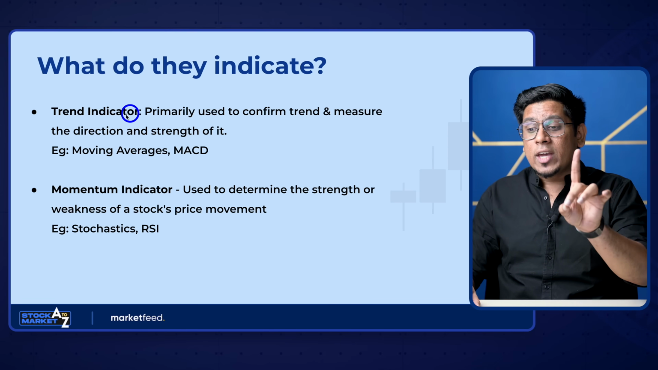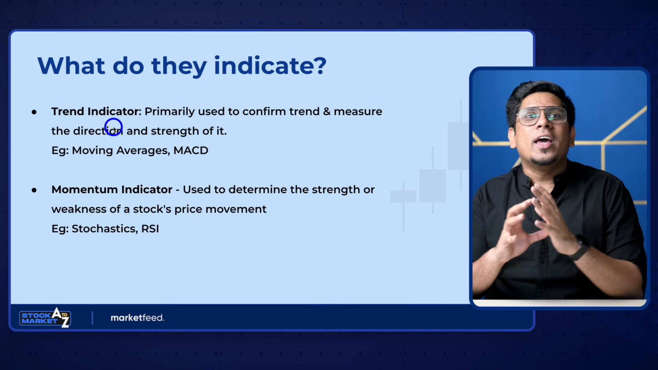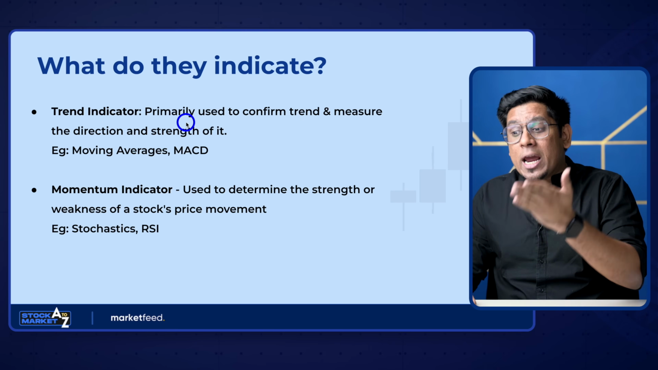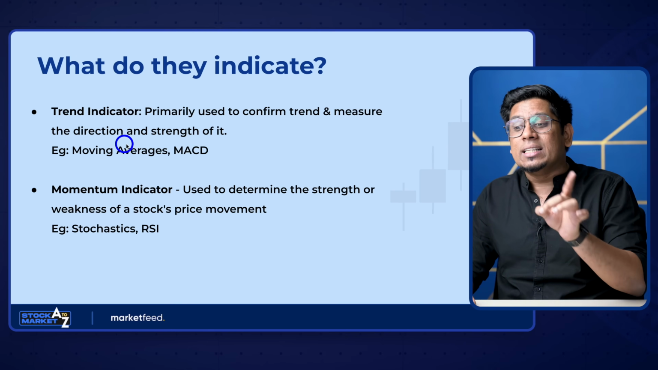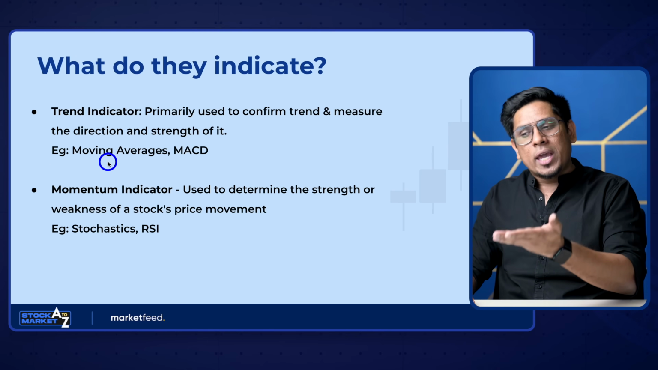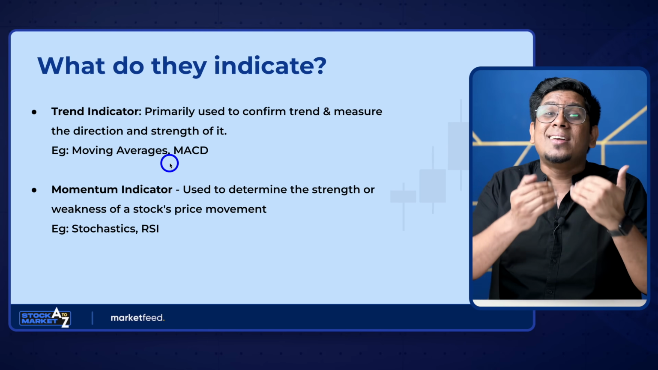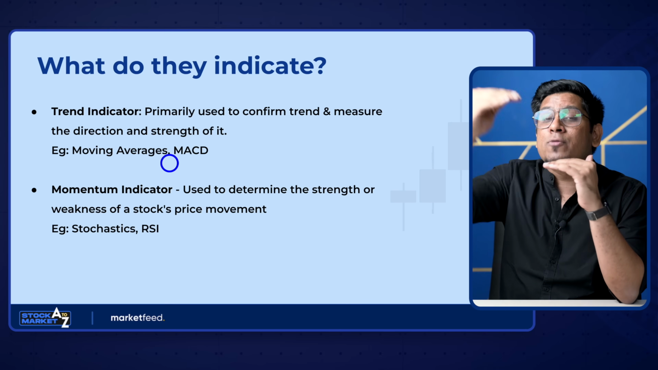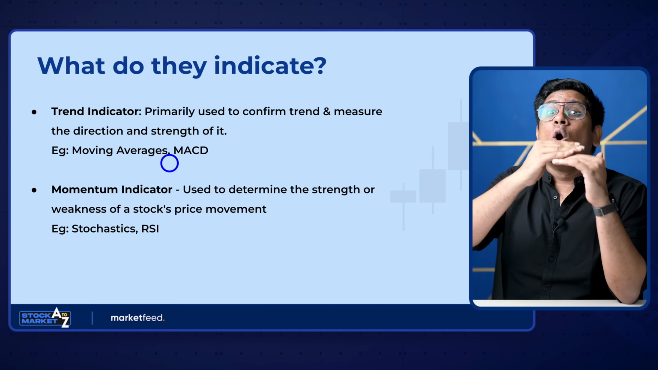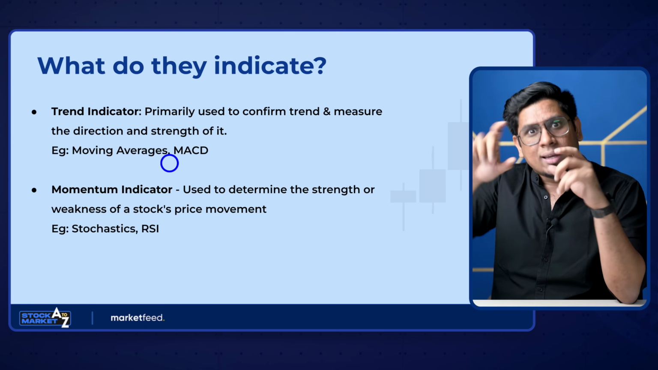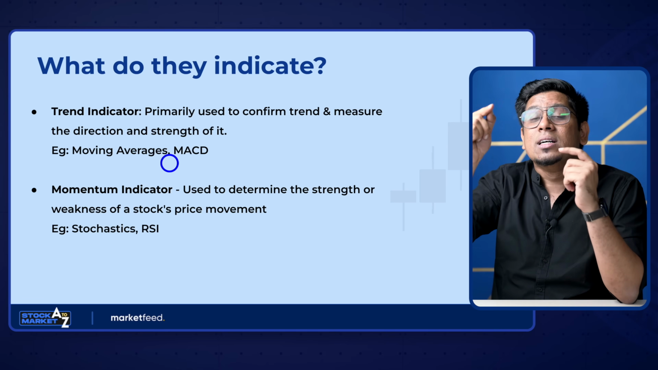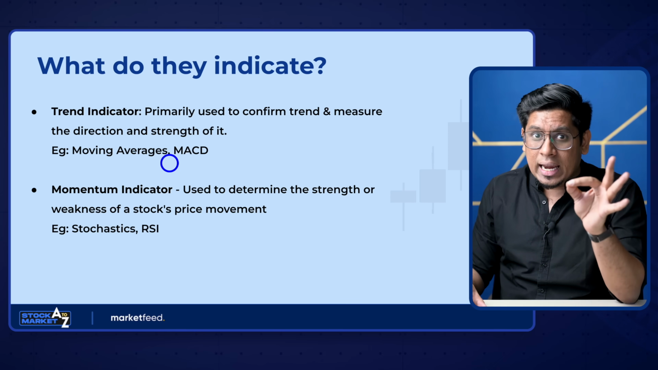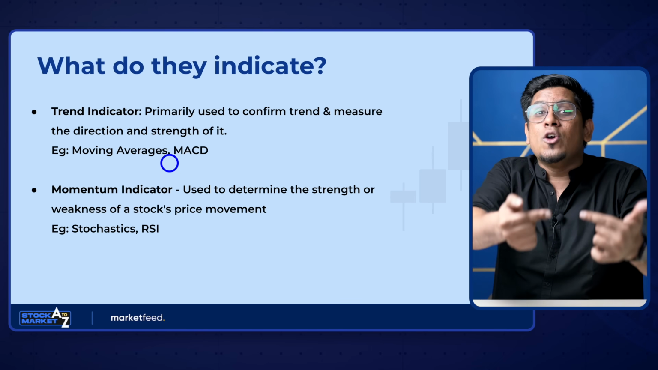Now let's move ahead into the next classification of technical indicators based on what they indicate. The first classification here is trend indicator. There are certain technical indicators which indicate the trend the stock is in, primarily used to confirm trend and measure the direction and strength of it. For example, moving averages and MACD are trend indicators. They indicate that, okay, probably an uptrend can happen from here or a downtrend can happen from here, or if the stock is already in an uptrend, it can even indicate that a trend reversal is happening or can happen. Amazing.